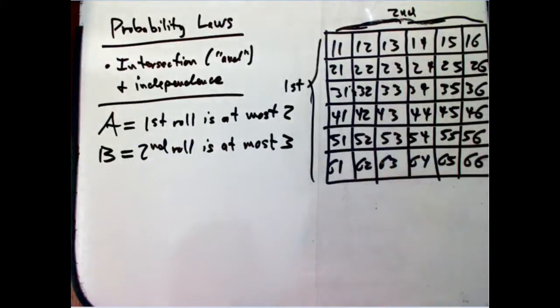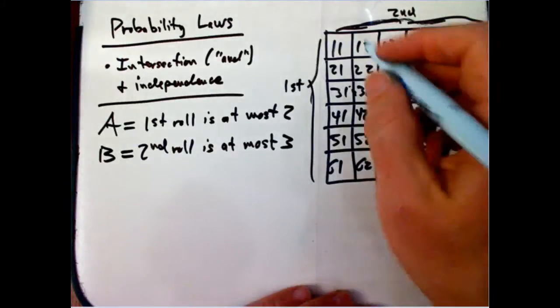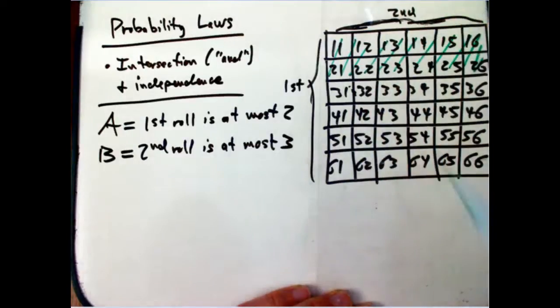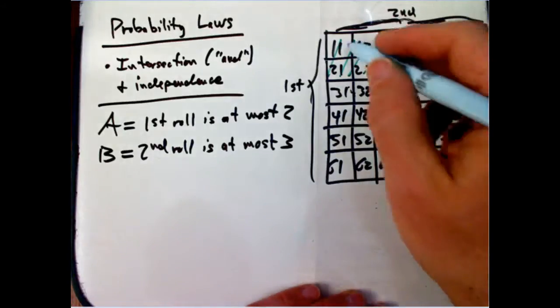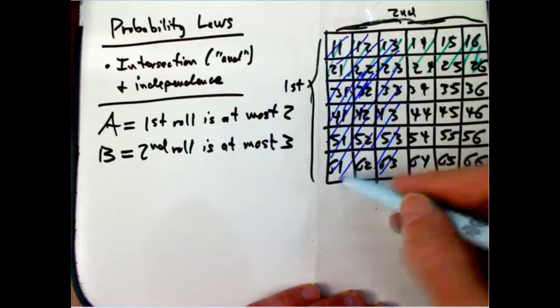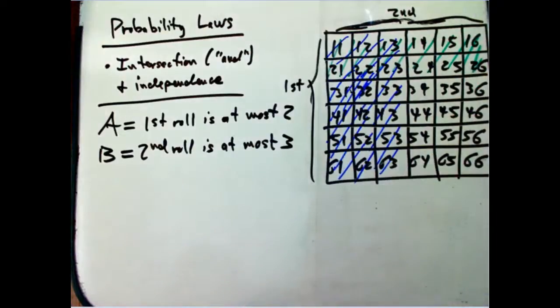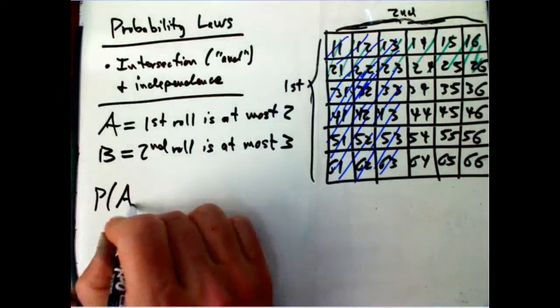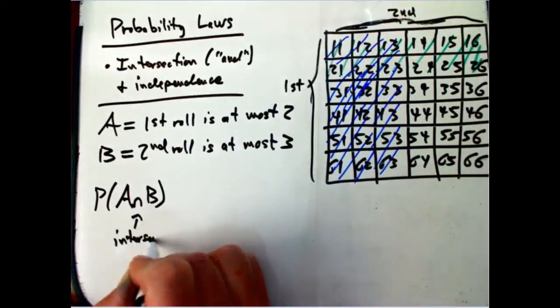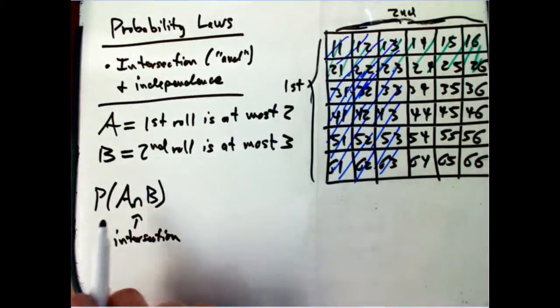Let's say A was usually green for me. So the first roll, that's the rows of this guy. That's at most 2, and so that's the green there. And then the second roll is at most 3, so that's these 3 columns. Okay, and let me go ahead and calculate the probability of the intersection. That's every outcome that simultaneously A is true for and B is true for.